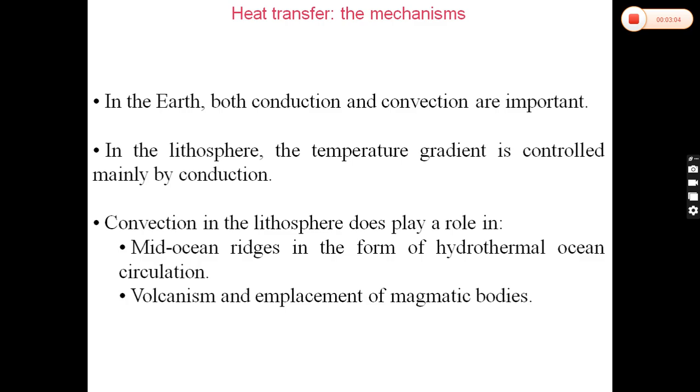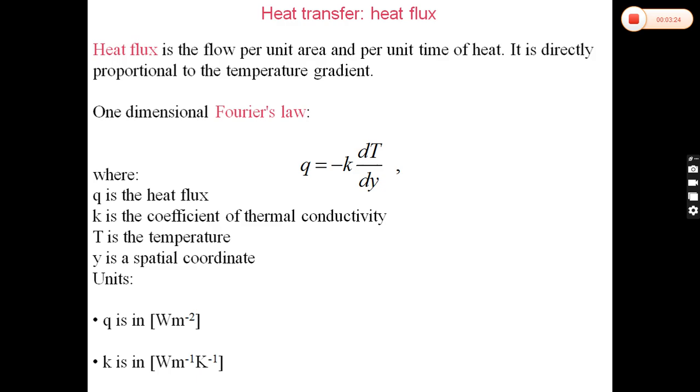Heat transfer mechanisms in Earth: both conduction and convection are important. In the lithosphere, the temperature gradient is controlled mainly by conduction. Convection in the lithosphere does play a role at mid-ocean ridges in the form of hydrothermal ocean circulation, volcanism, and emplacement of magmatic bodies.